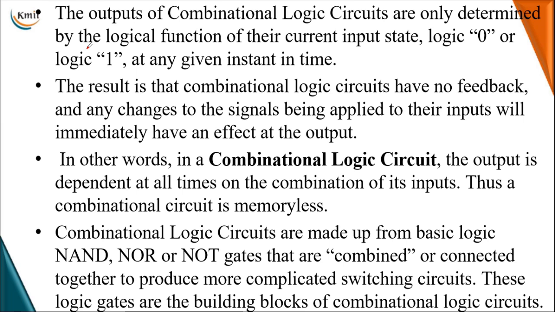Combinational circuits are made up of basic logic gates. You can also use the universal gates, NAND and NOR, along with NOT gates, in order to implement complement functions. They are all combined or connected together, which produces more complicated switching circuits. These logic gates are the basic building blocks of combinational logic circuits.